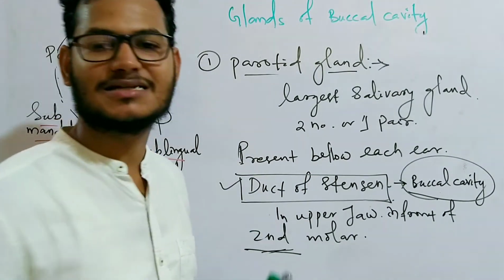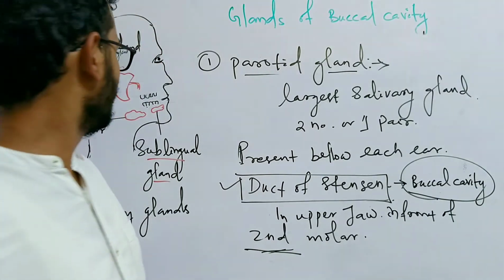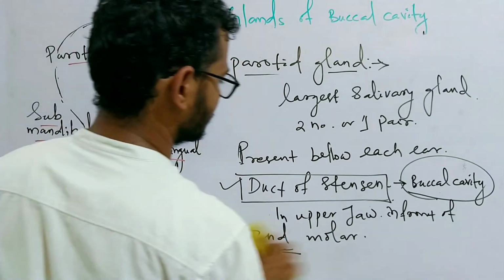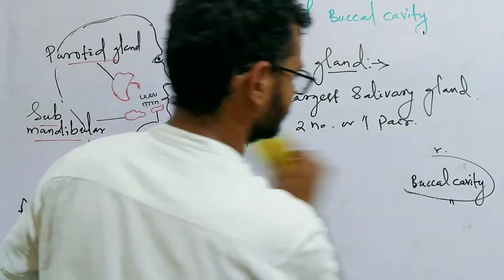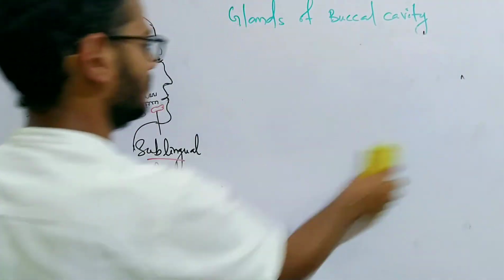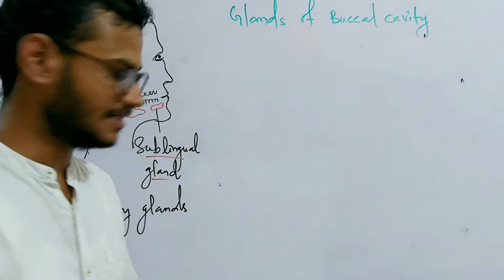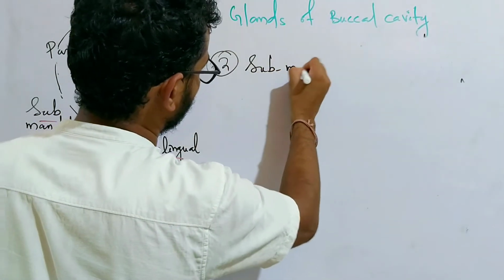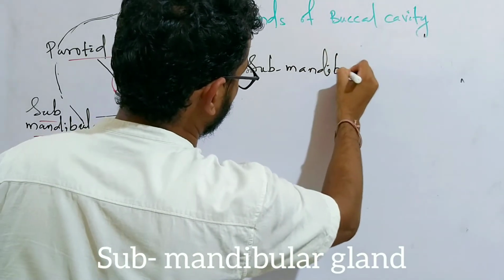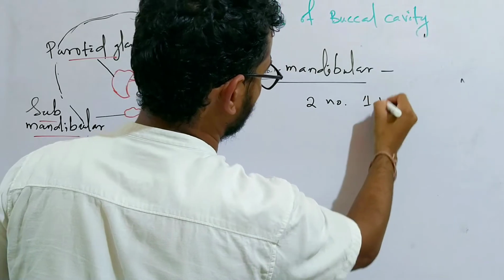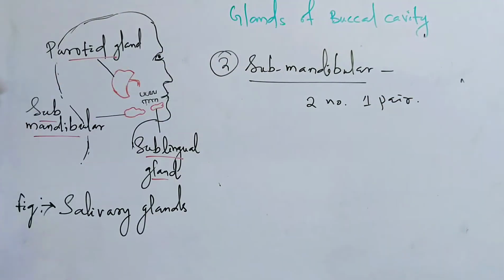So now let's discuss the submandibular gland. Okay, so the second gland is the submandibular gland. These are also present in pairs. Second one, submandibular. These are also two in number, meaning one pair of submandibular glands is present.